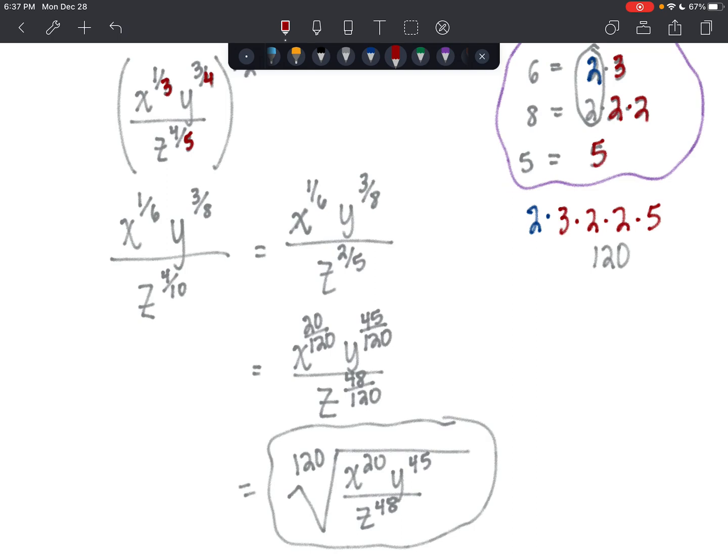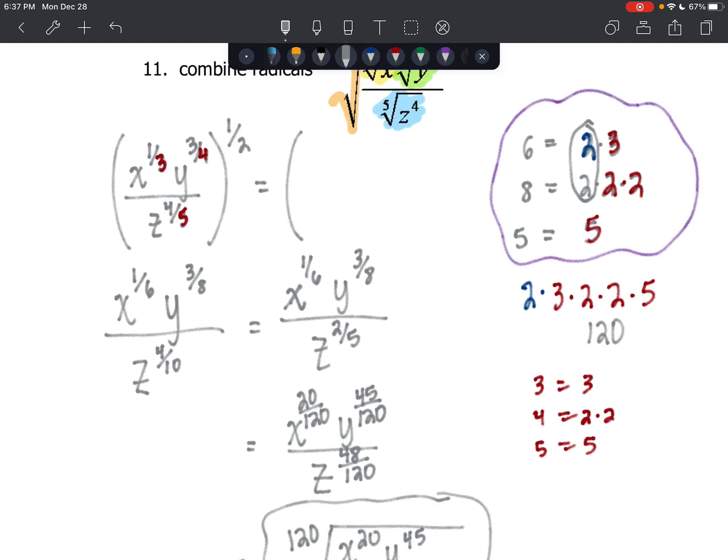But I could have also done this. 3 times 4 times 5. We wouldn't have any common factors to circle: you'd have a 3, you'd have a 2 and a 2, and you'd have a 5. So 3 times 4 times 5 would be 60. And then I could slowly say, if I make this a 60th, that would be 20 over 60. And if I make this a 60, 4 goes in that 60 15 times, so 15 times 3 is 45. And then if I made this a 60, 5 times 12, so 4 times 12 is 48.